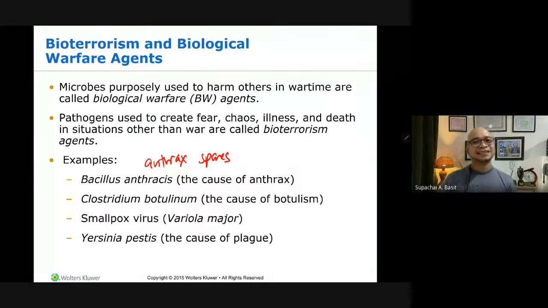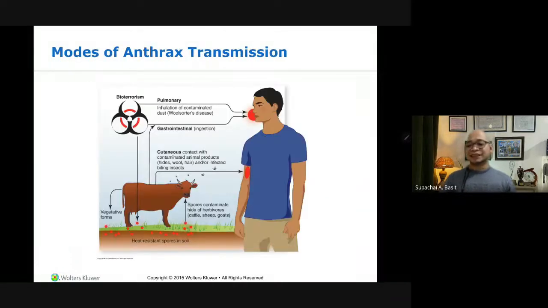But rumor has it that a certain country, Russia, is still actually harboring a smallpox virus. So prayerfully, that's not real news. Yersinia pestis, the cause of Black Death in the medieval period, can also be utilized as a biological warfare agent. So the most commonly used weapon by bioterrorists is the anthrax spores.